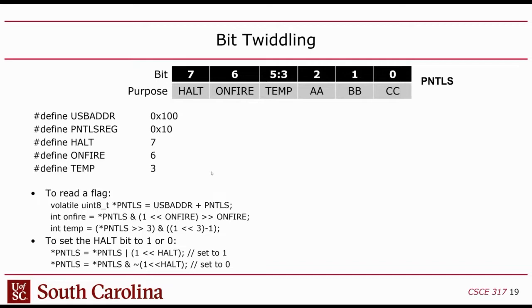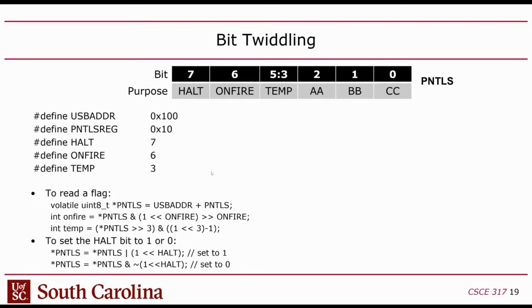You see that in the code under the first bullet. I add the USB address to the PNTLS, so that's kind of the base address for that peripheral. I add the offset, and then I assign it to a volatile pointer indicated by the star, and then I'm able to read the on fire flag by using the trick I showed you before. Now the difference is this time I'm not using that little val variable. Instead of having a variable that I've read this value in, I'm getting the value of the control register directly through a dereference. So I say star PNTLS, which reads it directly.